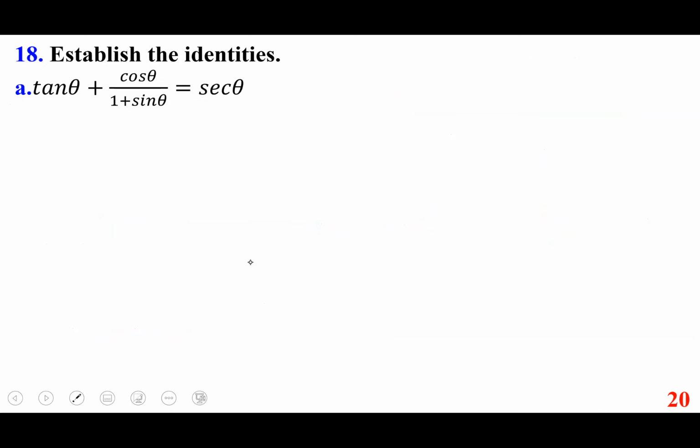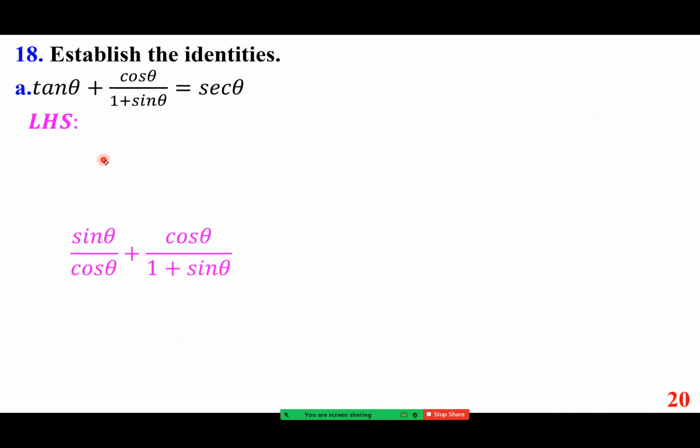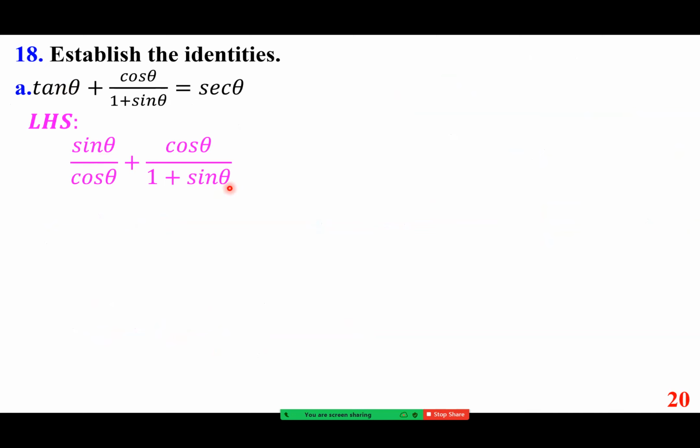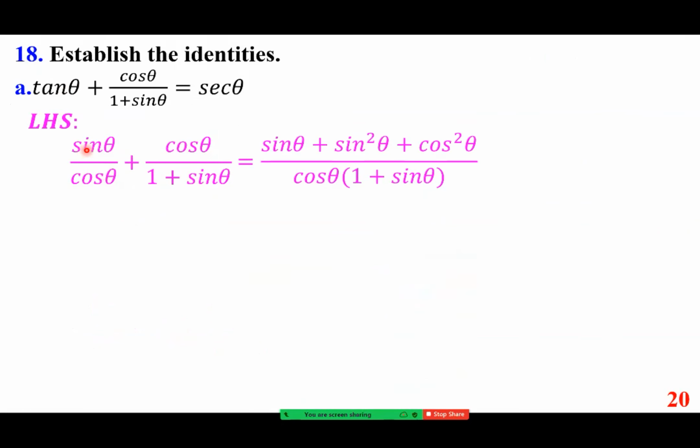We want to establish the identity. We start with the more complicated side, which is the left-hand side. We change everything to sine and cosine. So this becomes sine over cosine. And if we take a common denominator, it's simply the product of these two. And then this will be raised to sine theta times 1 plus sine theta plus cosine times cosine theta. So sine times 1 plus sine theta.